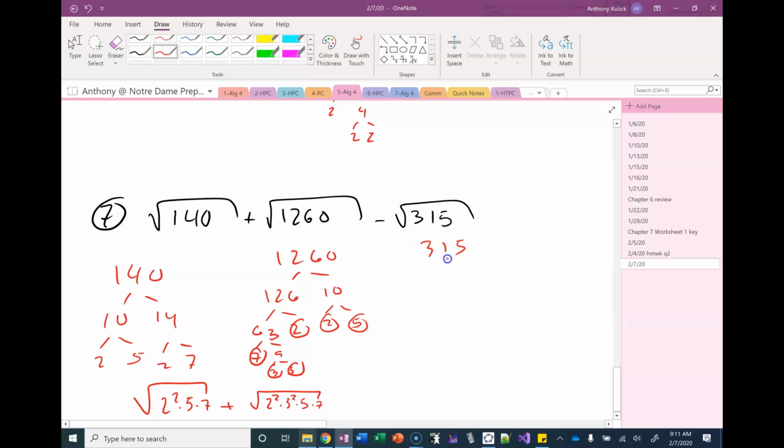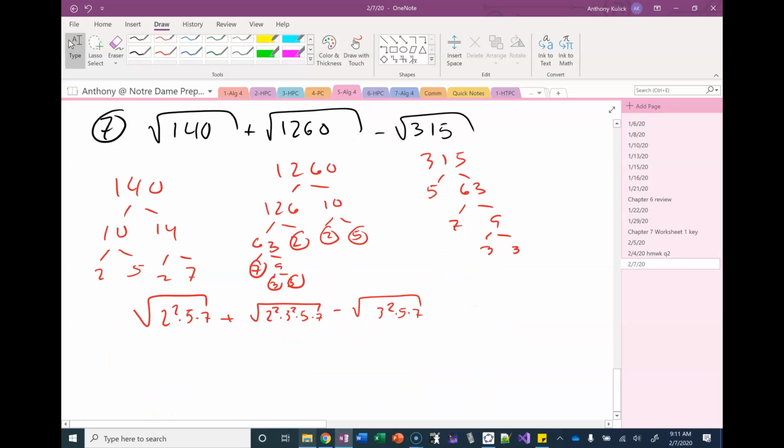And then the 315 definitely is divisible by 5 because it ends in a 5. That's 5 and 63, and 63 is 7 and 9, and 9 is 3 and 3. So square root 3 squared times 5 times 7.